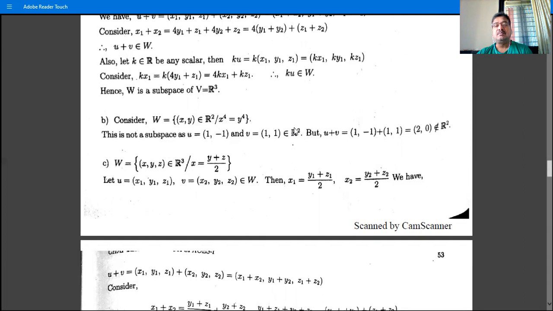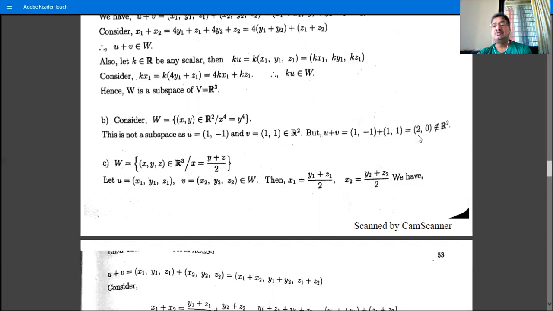So u belongs to W and v belongs to W. These are elements of W, right? But what is u bar plus v bar? It is (1, -1) plus (1, 1), which is (2, 0). And this does not belong to W. It is not in R square, it is W here, right?